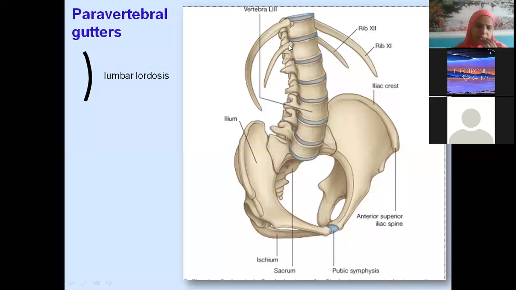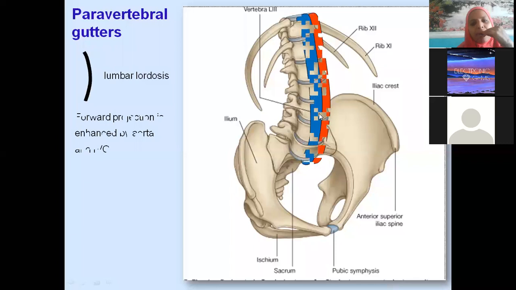So lordosis. What is lordosis? If the anterior curvature is excessively becoming convex anteriorly, then you call that condition lumbar lordosis. That means in the lower back, when you see from outside, you will see the deep concavity. Okay, so that is nothing but lumbar lordosis.